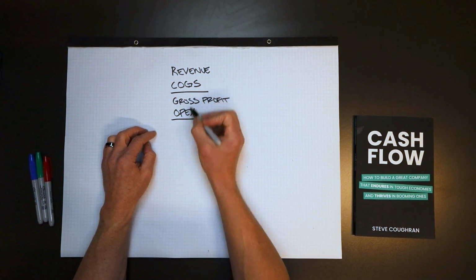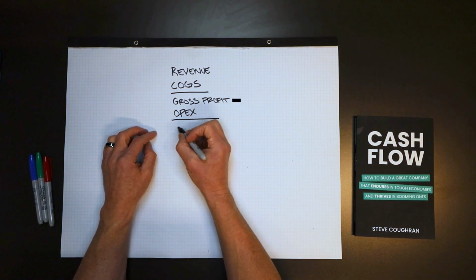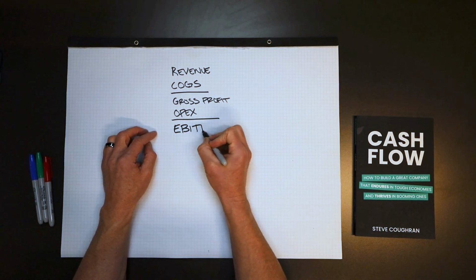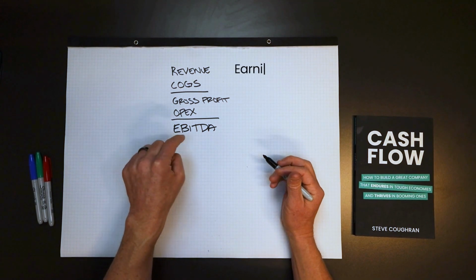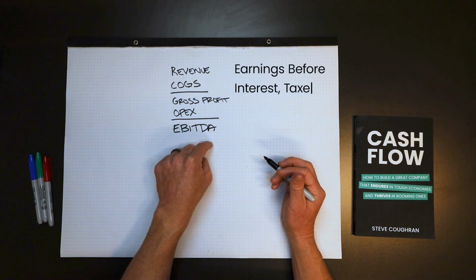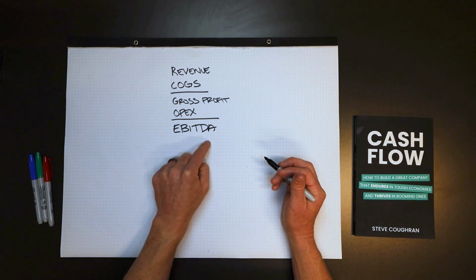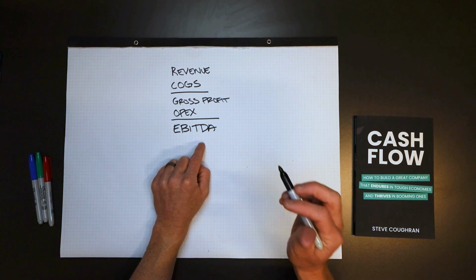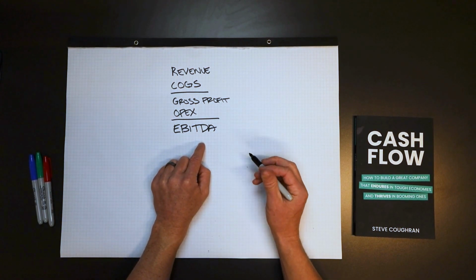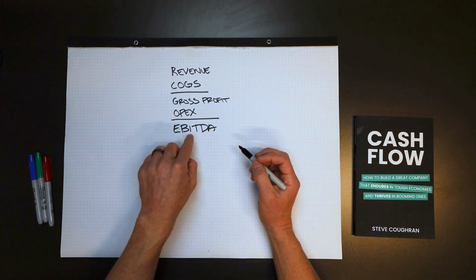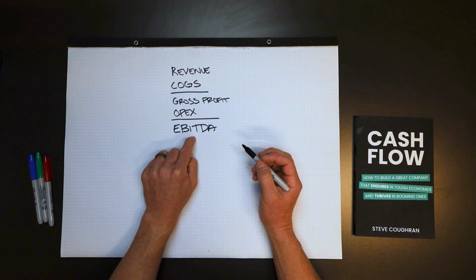All right, if we take gross profit and we subtract out OpEx, we arrive at EBITDA. EBITDA what? EBITDA is just a nerdy way of saying profit. It stands for earnings before interest, taxes, depreciation, and amortization. The reason why EBITDA is so commonly used in business is because it's a great way to measure profitability on a comparative basis. What I mean by that is it ignores the capital structure of a business.